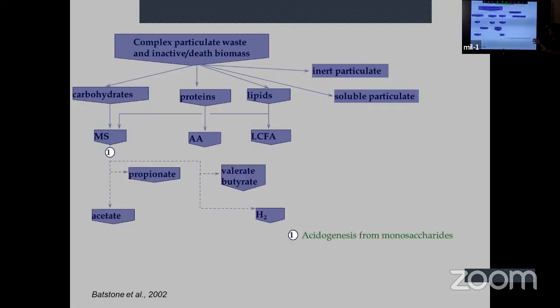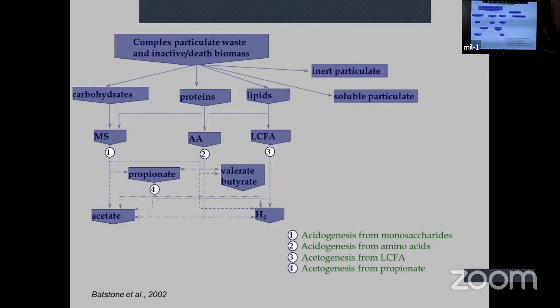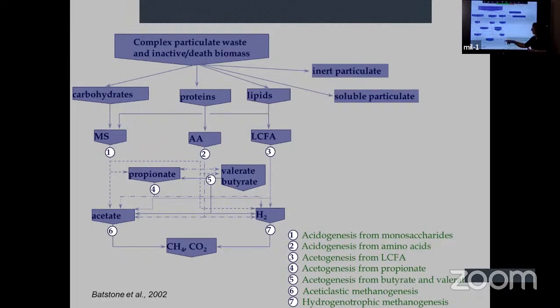Then the acidogenesis from the monosaccharides will lead to the production of acetate and propionate. Also, you can have valerate, butyrate, and hydrogen. After, you will have some conversion of acetate and hydrogen. And also, you have this scheme from LCFA. And finally, you will have the methane production, both from acetate and hydrogen.